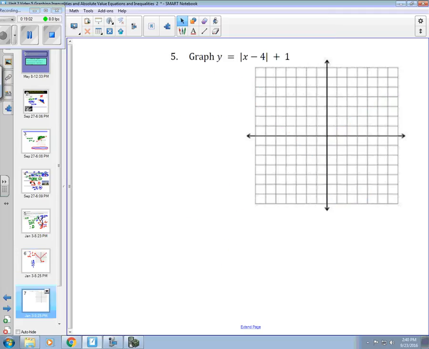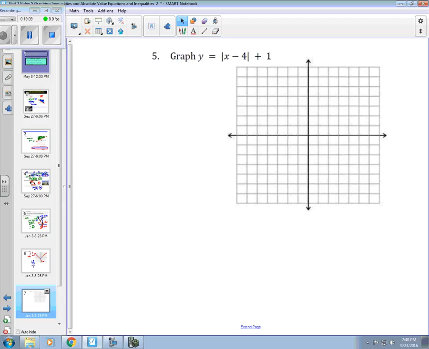Let's try another one. Number 5. They want you to do this one. See if you can pause the video here and figure out what is that number doing to the graph? What's that number doing to the graph? And then see if you can sketch it out. All right, let's see what you got.